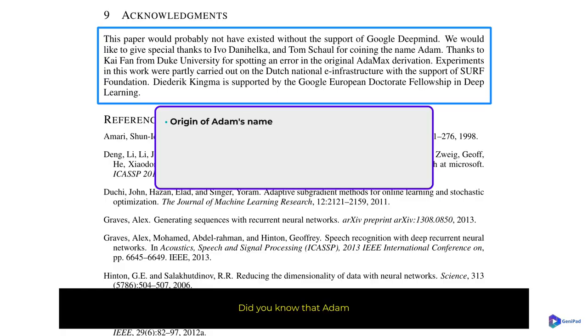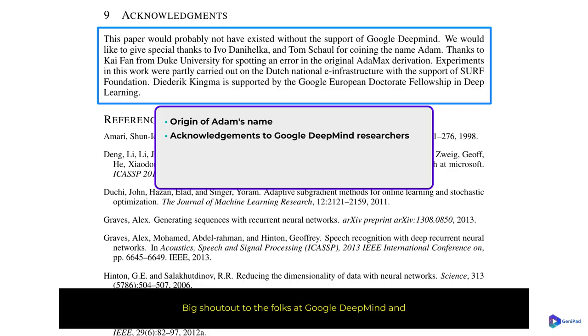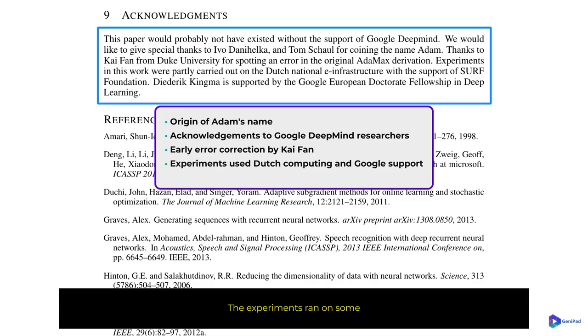Did you know that ADAM almost didn't get its name? Big shout out to the folks at Google DeepMind and others like Ivo Danihelka and Tom Schaul for that. Also, quick thanks to Kai Fan for catching a mistake early on. The experiments ran on some serious Dutch computing power, and Diederik Kingma had Google's backing through a fellowship. It's amazing how collaboration fuels these breakthroughs.